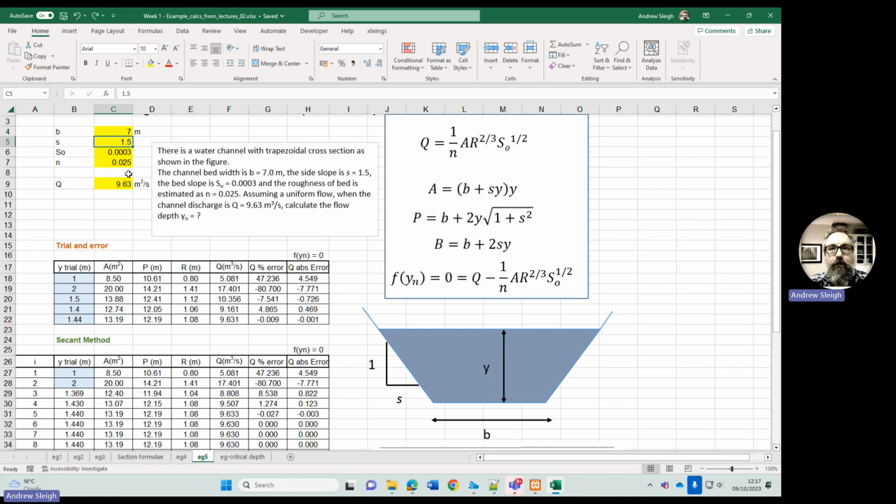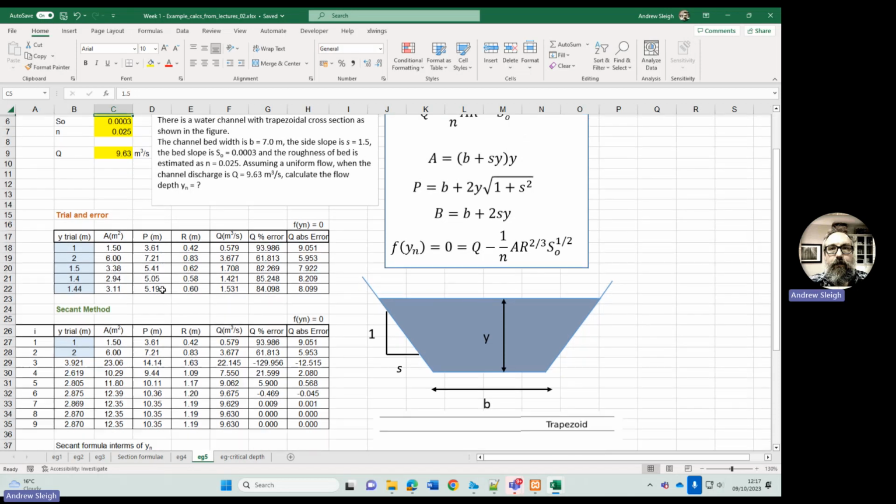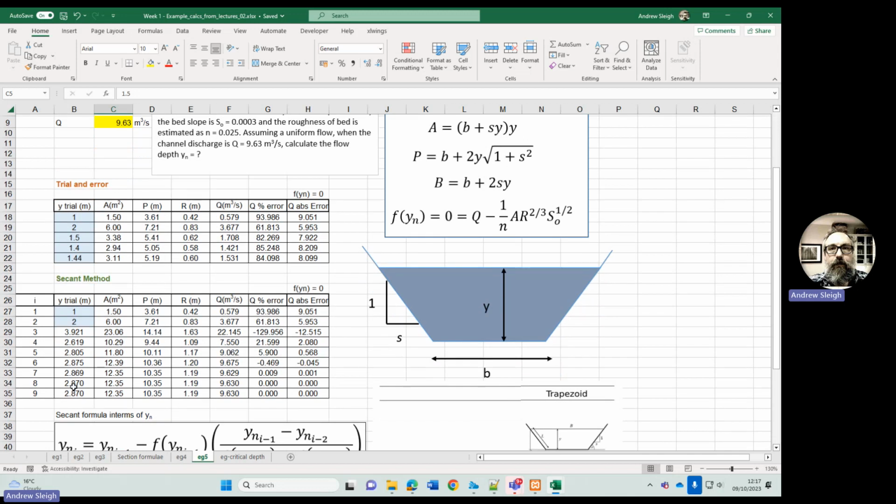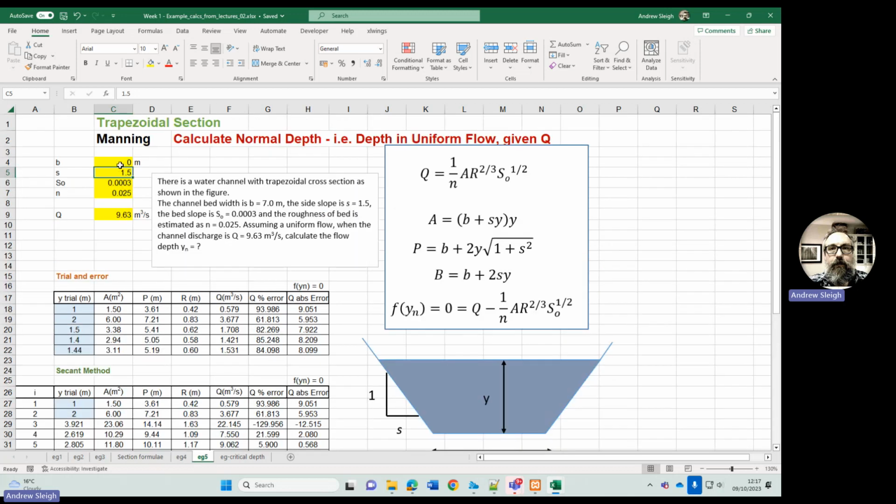We can approximate a V-shaped channel if we put b equals 0. So if we do that, we'll see how the secant method quickly comes down to 2.8. The trial and error, you have to put in your own numbers though.